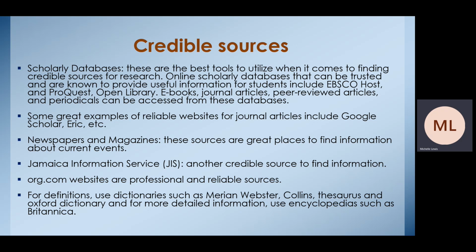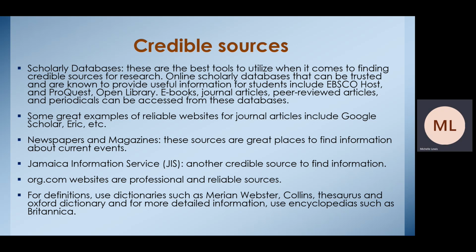Newspapers and magazines. These can be used because of the currency of the information. This information is current because it is published regularly. Jamaica Information Service is another source. It's one of our local websites where credible information is updated daily. So these can be used. Org websites are professional and reliable websites where you can find reliable information.